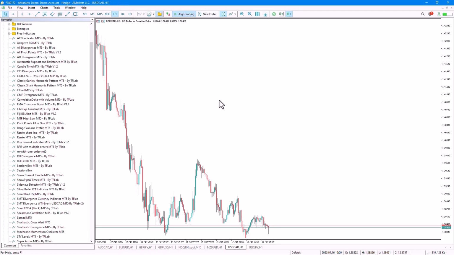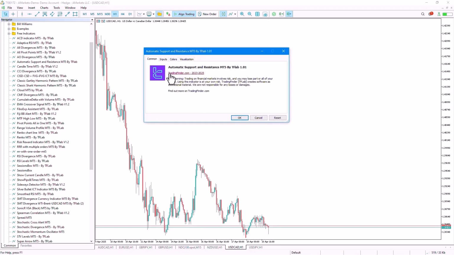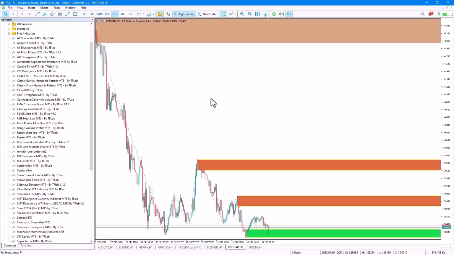From the Navigator section, we select the indicator file and execute the indicator by dragging the file onto the chart. Once the indicator is placed on the chart, it begins to draw support and resistance zones on the price chart.